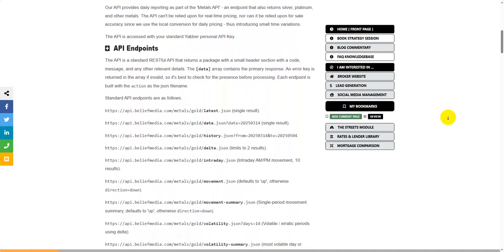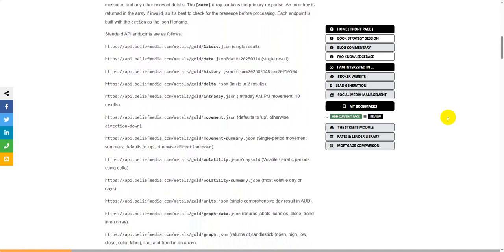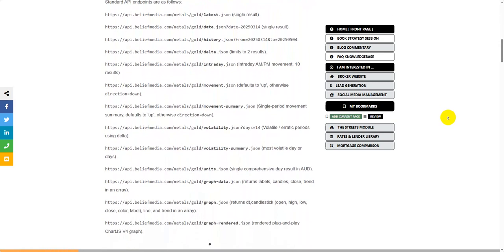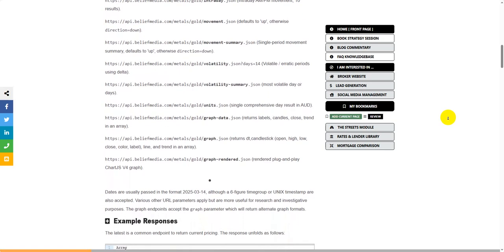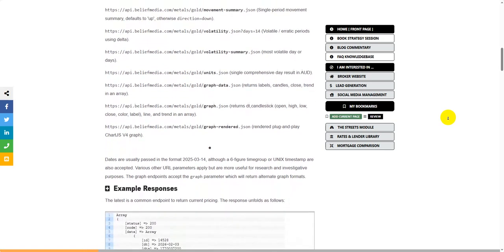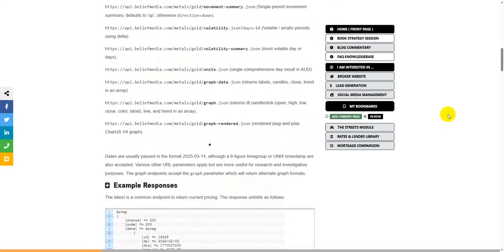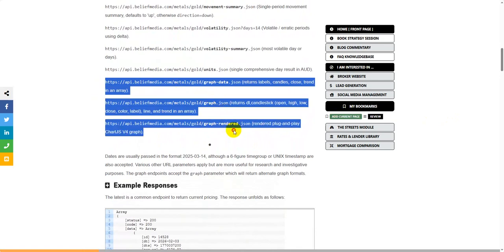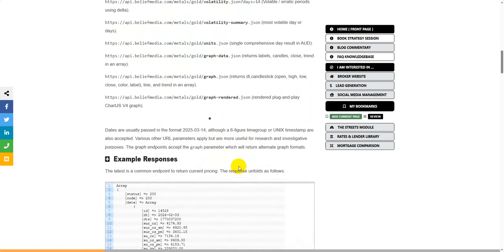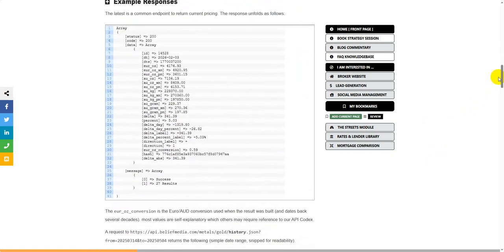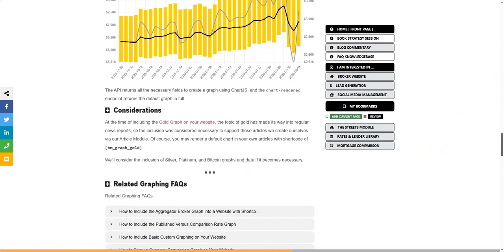So you can see here just the endpoints, so the API itself: latest, date, history, delta, intraday movement, movement summary, volatility, which is always good because it shows us when the most movement took place, so the greatest delta, volatility summary, units, graph data, graph and graph rendered. Those last three, if you know what you're doing with the API, you can just access the API and then just plug the response directly onto your page and it renders a graph. And we do have just a couple of sample responses here in the graph down the bottom.